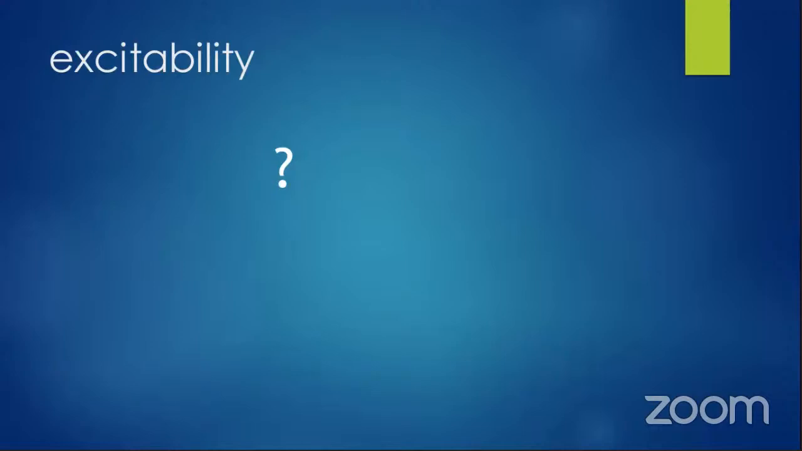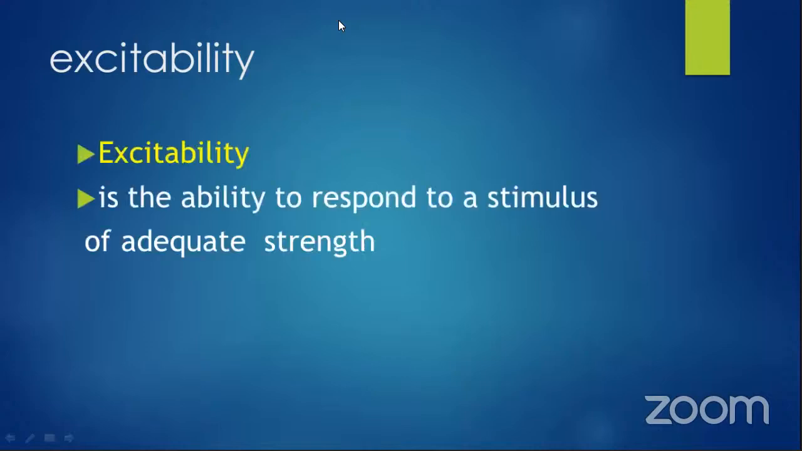What is excitability? Anyone? Response to stimulus. What do you mean by an excitable tissue? What are the excitable tissues? Neurons and nerves, muscle fibers. Okay, neurons and muscle fibers are the excitable tissues. They undergo response to depolarization and response to stimulus. Excitability is the ability to respond to a stimulus of adequate strength and duration. The stimulus should be of adequate strength and duration.